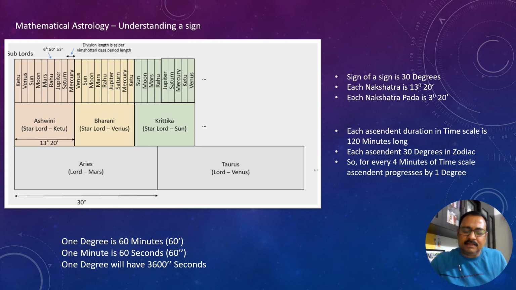Then the Ashwini, which is 13 degrees and 20 minutes, can again be divided further in the same ratio as the duration of the Vimshottara Dasa period of each graha, right? The first subdivision of a sign is based on the nakshatra padas. The second subdivision is to take a nakshatra, which is 13 degrees and 20 minutes, and again divide that into the weighted size of the duration of each graha in the Vimshottara system. That's why you get a much finer subdivision of a sign.